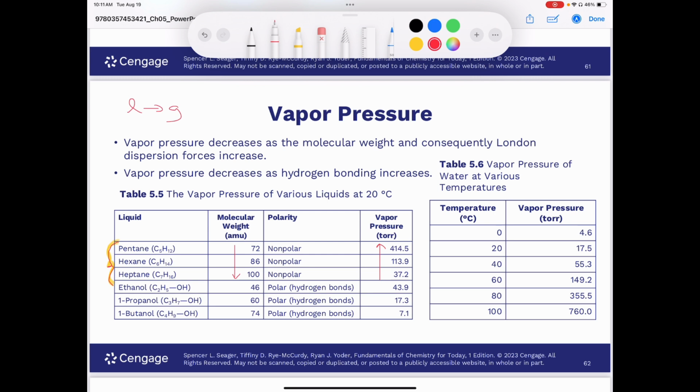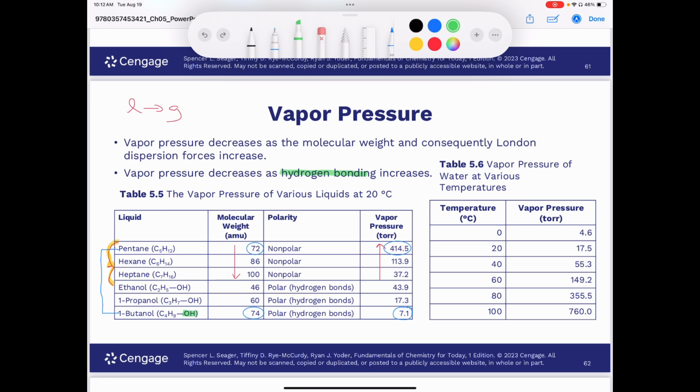But what if we compare butanol and pentane? If I just compare pentane and butanol, you'll notice that the vapor pressure of pentane is much, much higher than the vapor pressure of butanol, even though they have molar masses that are almost identical, around 73 atomic mass units. So why is it that the vapor pressure of pentane would be so much higher? It's because butanol can participate in hydrogen bonding, because it has this OH here, whereas there's no oxygen inside of pentane, so it definitely can't hydrogen bond.